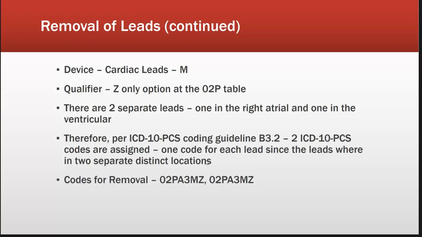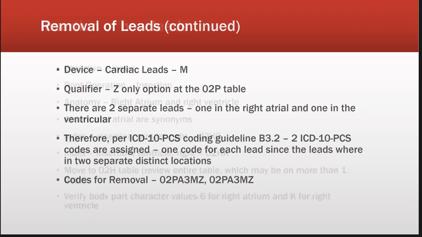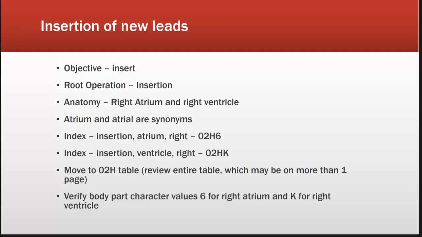This is just the removal. We also have to code the insertion. Different table, perhaps different choices. We go to the root operation of insertion. That's what's being done. Our anatomy: 1 lead is being inserted into the right atrium and 1 lead into the right ventricle.